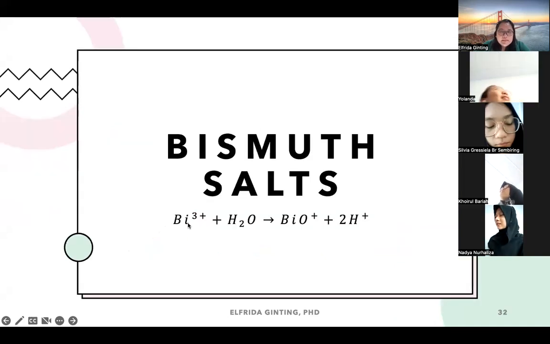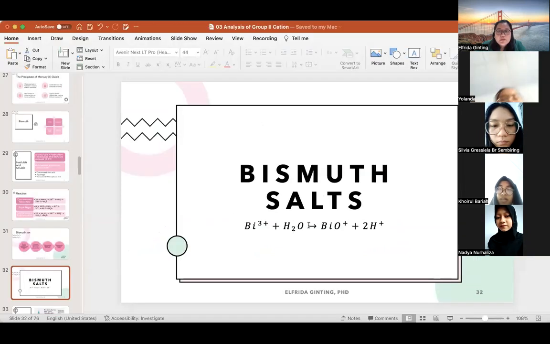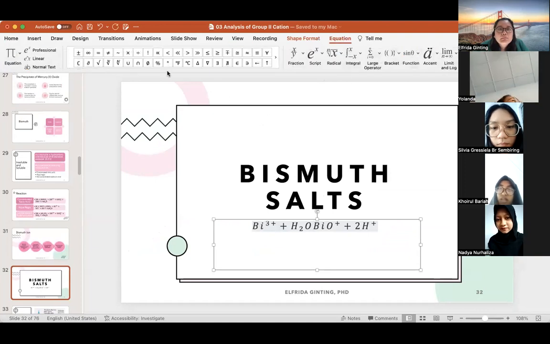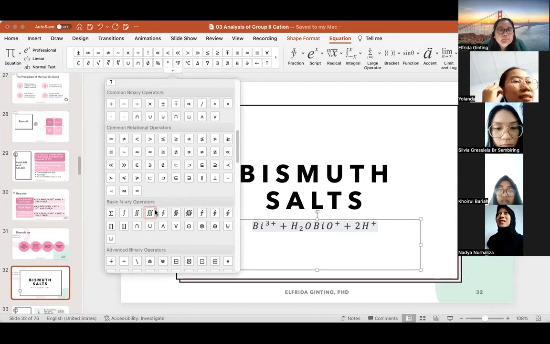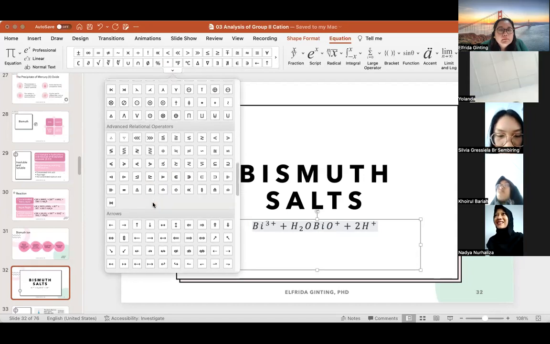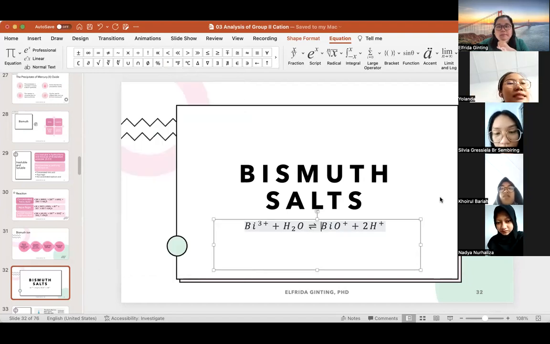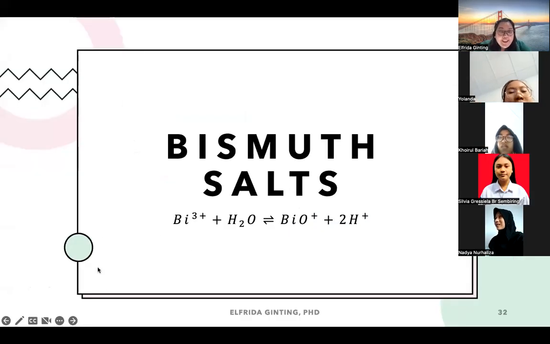Now, this is the reaction, yeah? This is the reaction. Oh, I made a mistake here because I didn't use hydrolyze. So you should have this type of arrow. Yeah, so in chemistry, you need to be careful.